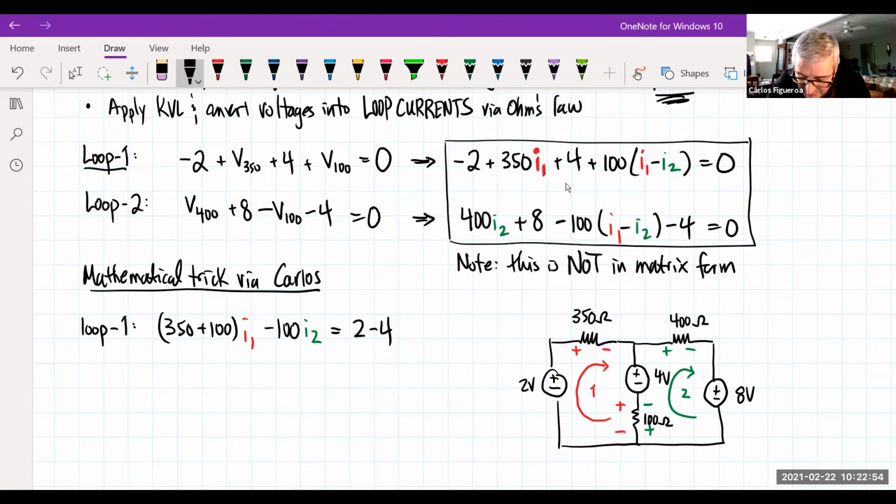So check this out. Look how I'm doing my KVL loop here. Note that these resistors are connected to loop 1, right? There's the 350, there's the 100. Look at the 100 now. What's special about the 100? It's a mutual resistor between loop 1 and loop 2.